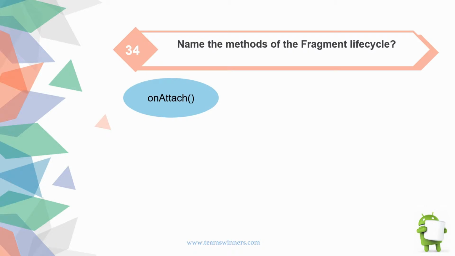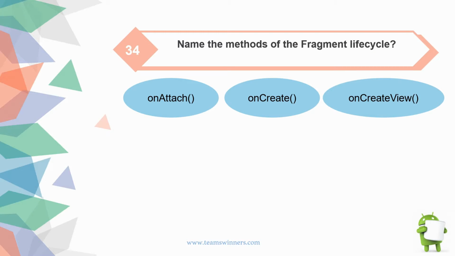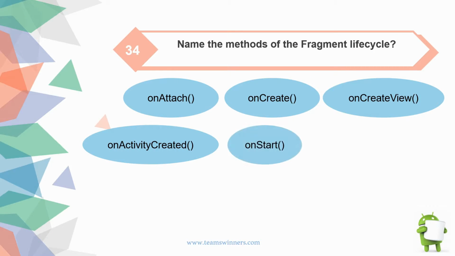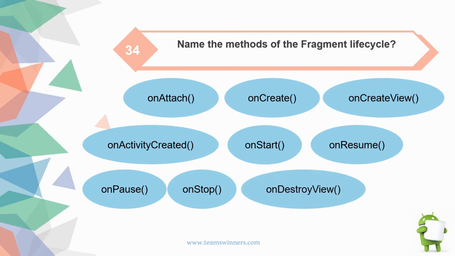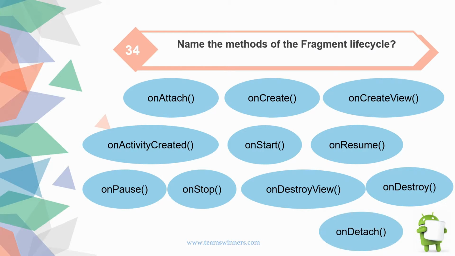Let's start. onAttach, onCreateView, onActivityCreated, onStart, onResume, onPause, onStop, onDestroyView, onDestroy, onDetach. As you can see, we have 11 methods. It's rare for one person to answer 11, but if you answer 4, 6, or 7, it's very good.